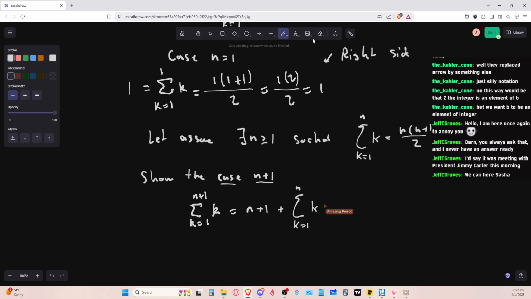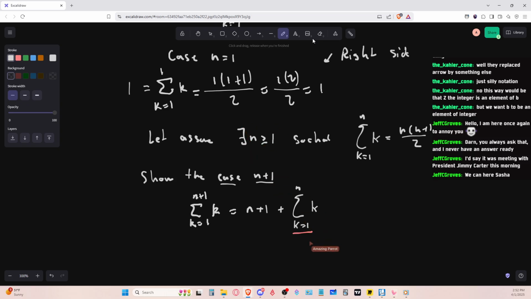Do you agree that what I wrote on the right is in fact equal to what is on the left? Yeah, I see that. Just the usual property of summation. Okay, and now what is good about this expression? Recall, if we want to be successful with the proof by induction, we have to be able to relate that to the case equal n.